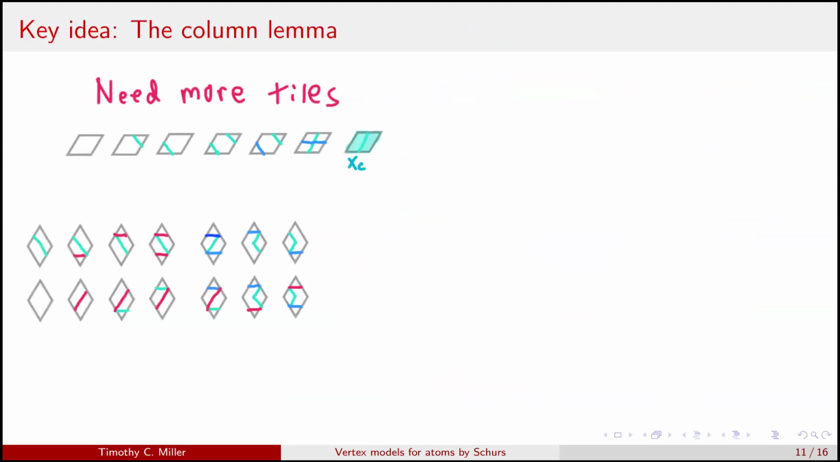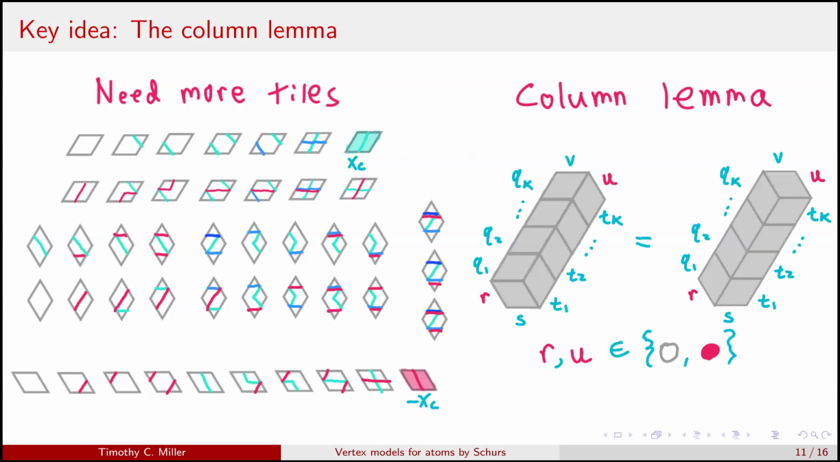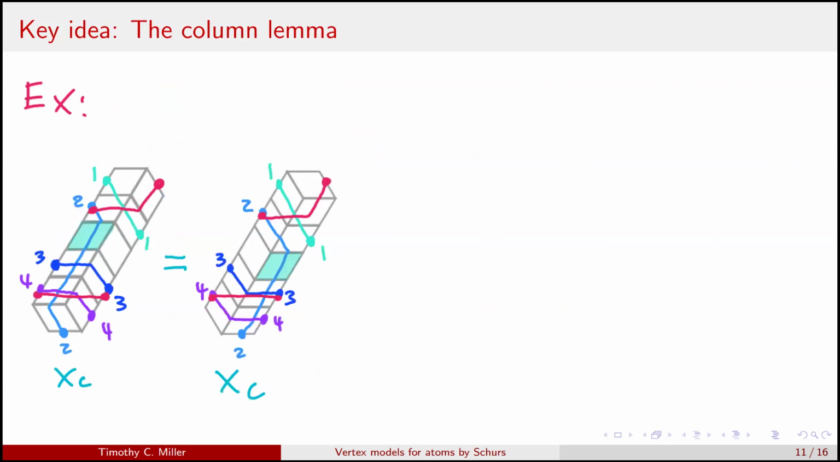And then the best part of this is the proof. So the proof is we need a whole bunch more tiles. And then what is true is that these two columns are equivalent. They'll have equivalent weight as long as you let R and U be white or red. And so here's some examples. Left-hand side equals right-hand side.